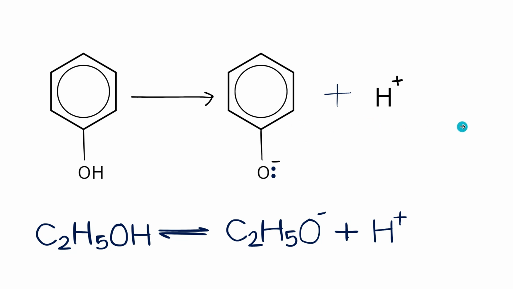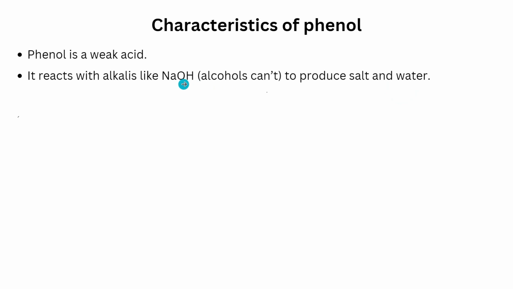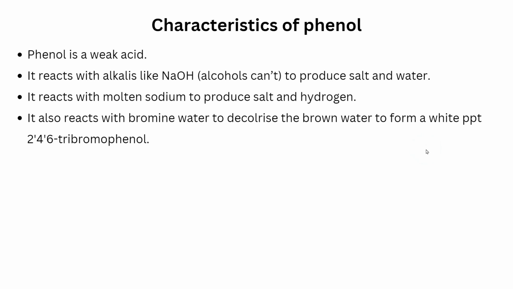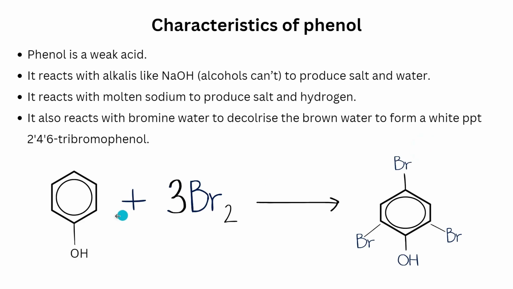Now, although phenol is more acidic than alcohol, it is still not as strong an acid as sulfuric acid or nitric acid. So generally it is said that phenol is a weak acid. Obviously it has acidic properties. It reacts with alkalis like NaOH to produce salt and water, something which alcohols can't. And it also reacts with molten sodium to produce salt and hydrogen. Phenol also reacts with bromine water, something which benzene does only in much harsher conditions. The brown water decolorizes, and this is what the reaction looks like.